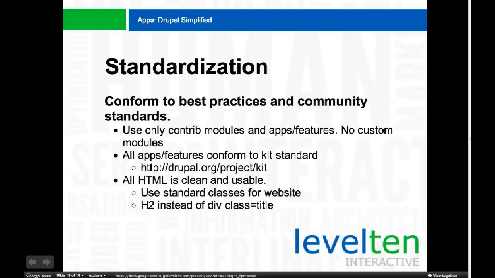We want to make sure that all the HTML we're outputting is clean and usable. With the new Views for Drupal 7, this helps a lot. For Drupal 6 and Views 2, we had horrible HTML being output by views all the time. It was wrapped in many, many divs that you really couldn't theme very well. You ended up with div class equals title instead of an H2 or an H3, which is what it should be. With Views 3, we now can customize that and wrap it in an H3. And now when I say in my theme, in my style sheets, an H3 should look like this, I can output a view that actually looks like that without having to add another div. And make sure we're all using standard classes.